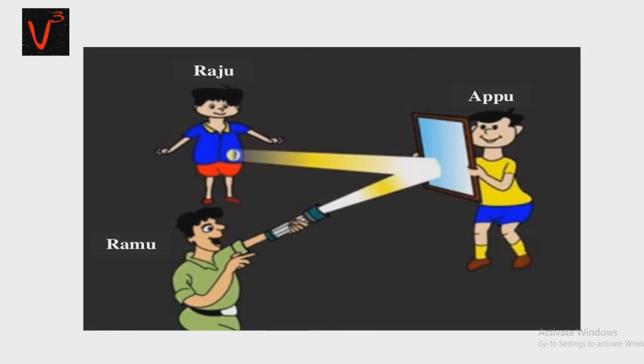See here. Here there are three friends, Raju, Appu and Ramu. Ramu is holding the torch, Appu is holding the mirror, and Raju is standing far away. So you can see when Ramu switches on the torch, the light falls on the mirror. He is holding the torch in such a way that the light should fall on the mirror. Once the light falls, it gets reflected, and the light is falling on whom now? It is falling on Raju. So by this you should understand that light reflects.